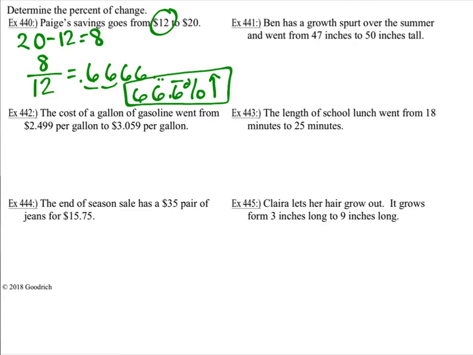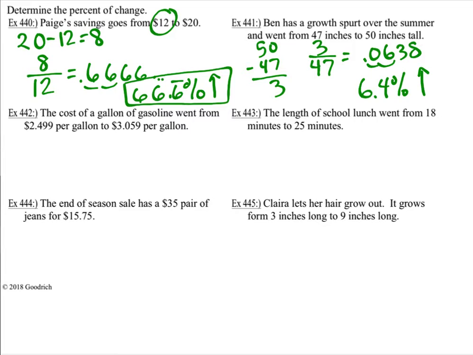Let's look at example 441. Ben has a growth spurt over the summer and went from 47 inches to 50 inches. First we figure out the amount of change, 50 minus 47. Ben grew 3 inches. By the way, he grew, so it's going to be an increase. That's 3 inches compared to the 47 that he started at. 3 divided by 47 is 0.0638. If I move the decimal and round it, this is 6.4%, and it did go up, so it's a 6.4% increase.